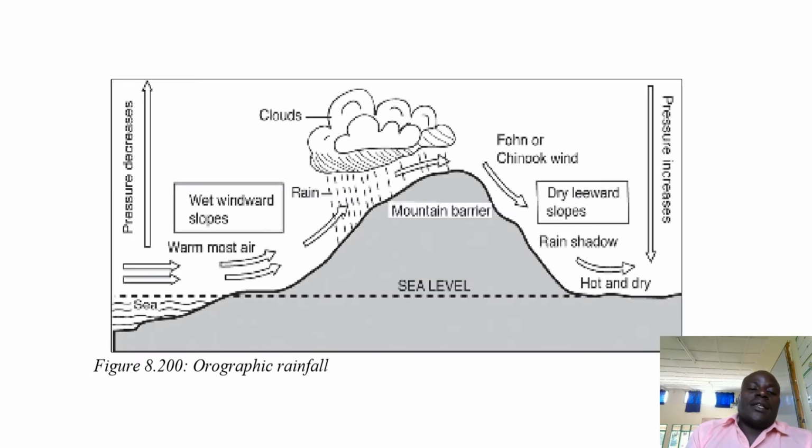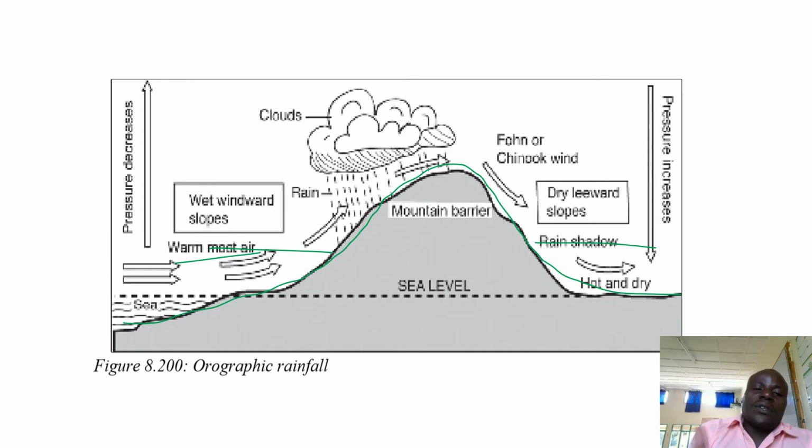This diagram can help us to understand better. This is a mountain. This mountain has a left side, which is the windward side. Then the right side, which is the leeward side. The windward side experiences warm moist air or warm moist wind.